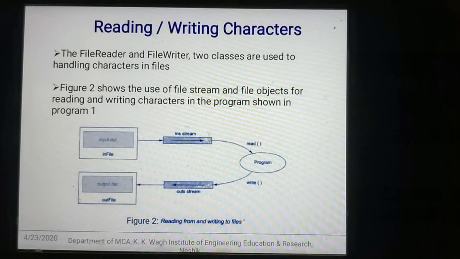Again, how can we read and write the data by using the stream and the file object? The file stream and the file object are shown in a pictorial format. First you have to create the object for the file reader and file writer class. By using the stream object, you may read the data character by character. Similarly, by using the write method, you can write the character using the output stream object and the file writer object.